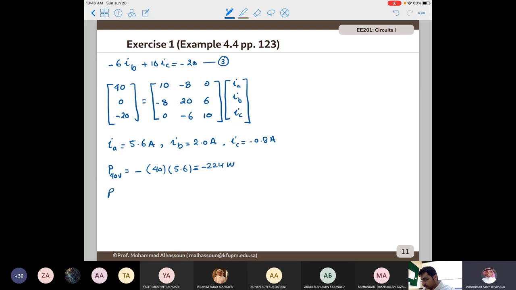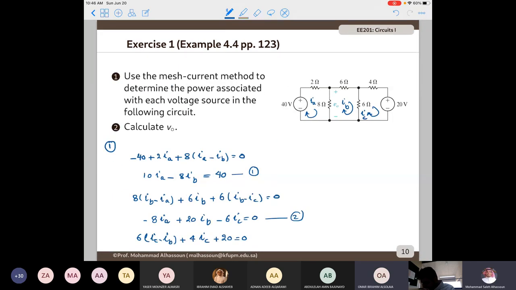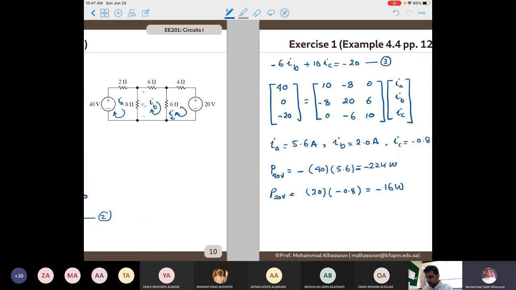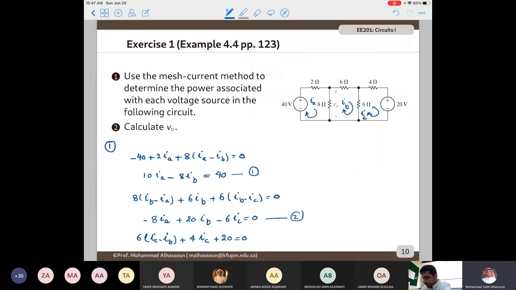and this is going to give me minus 224 watts. Now for the 20 volt source, can you please go to the diagram just to make sure? Yes. So it's going to be a positive 20 times IC. IC is negative, which means we assumed the direction of the current this way, but the actual direction is the opposite. So it's going to be negative 0.8, and this is going to give me negative 16 watts. Okay. So this answers the first part.